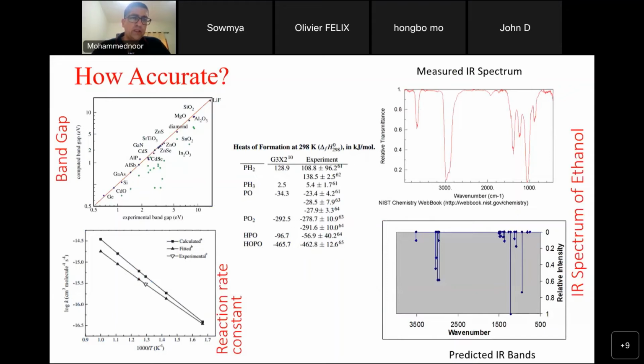So how accurate in terms of other things? When we do a DFT, we need to set a benchmark of accuracy. As I said, it could be a band gap if you are working on materials. It could be a reaction rate constant if you are working on chemical reactions. It could be enthalpy of formation if you're working on thermodynamics. It could be IR spectrum if you are working on chemical analysis of things.